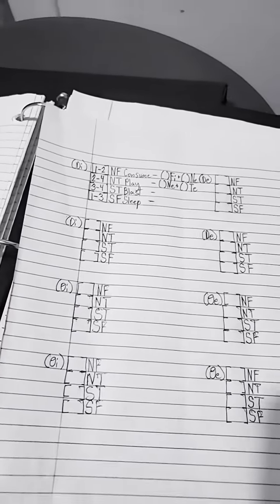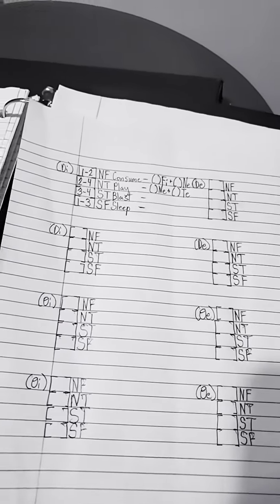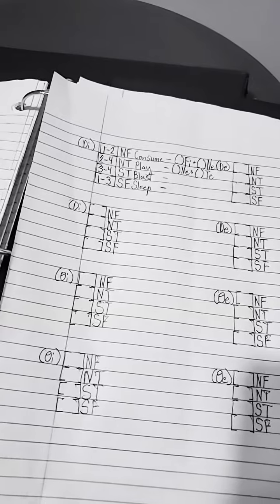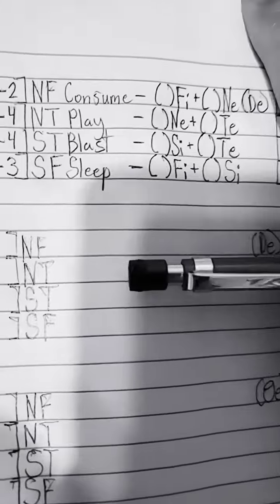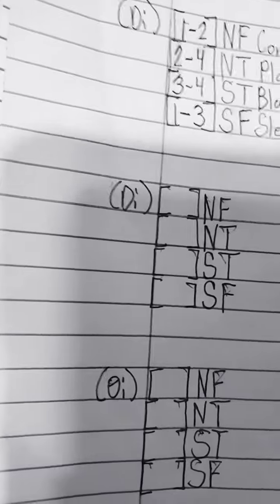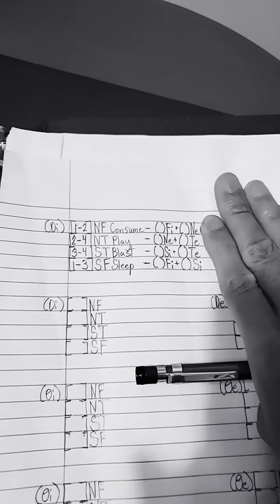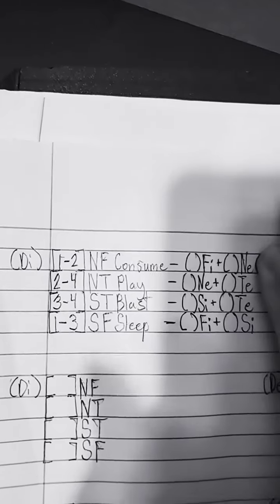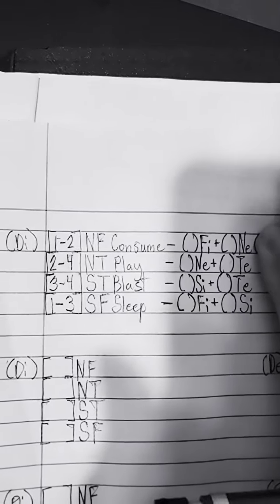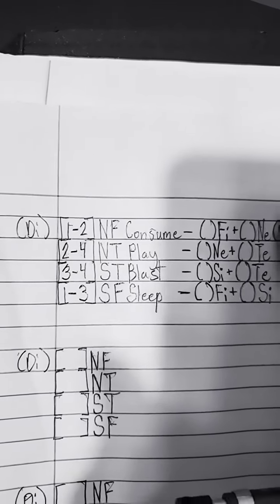Okay, we're jumping back into writing out an animal function temperament for NF, NT, ST, SF. And we're going to write out the functions next. Be mindful that this is supposed to be spaced out a lot further, so this has nothing to do with this type, or these bundles of functions. So we can just pretend we don't see that. So what did we write out? We wrote out DI 1 to 2 NF consume, and then 2 to 4.